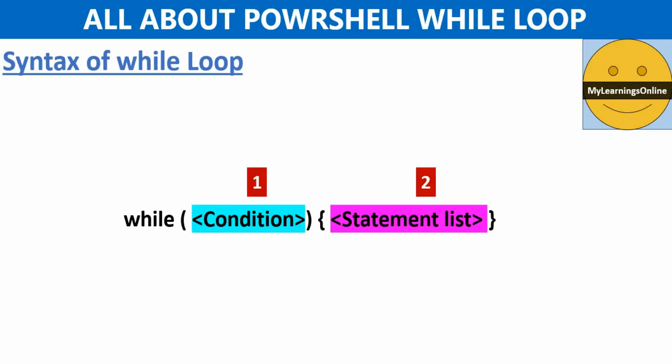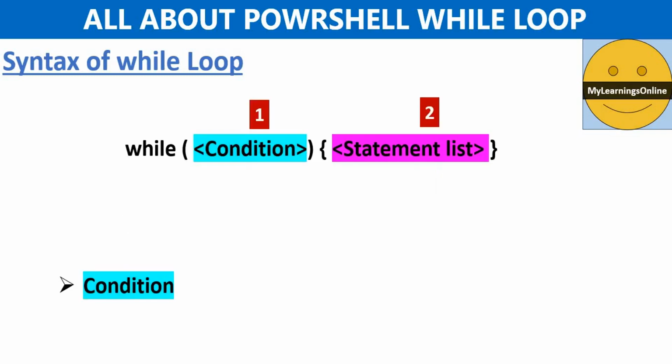You can easily see the syntax in the slide. While loop syntax is made up of two components, condition and statement list. The condition is enclosed in parentheses and the statement list is enclosed in curly brackets as usual. When we run a while statement, PowerShell evaluates the condition section of the statement before entering the statement list section. The condition portion of the statement resolves to either true or false.